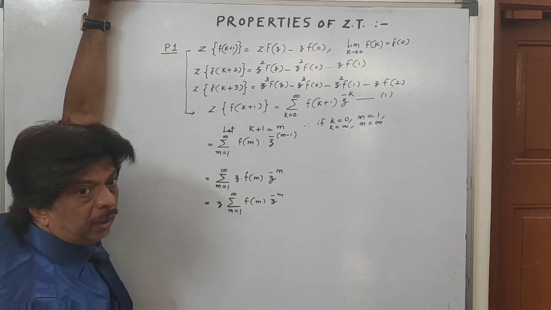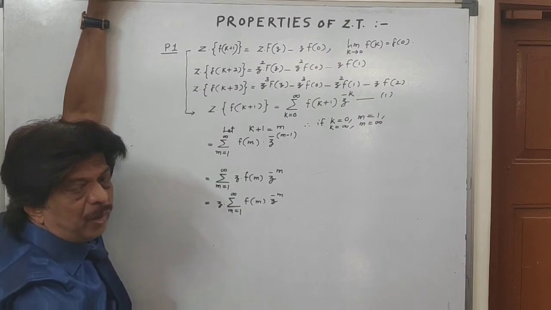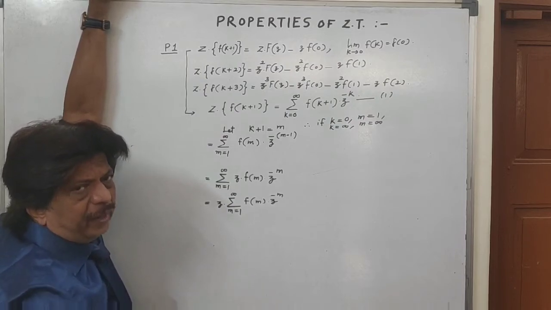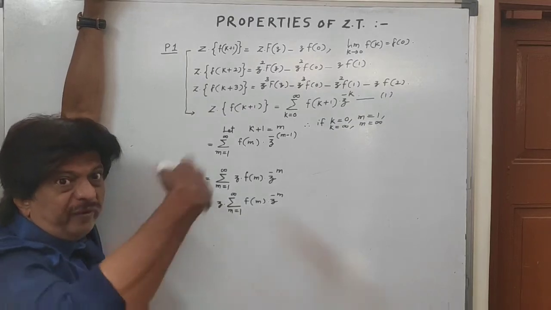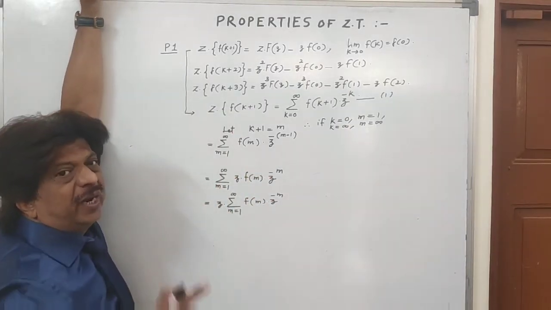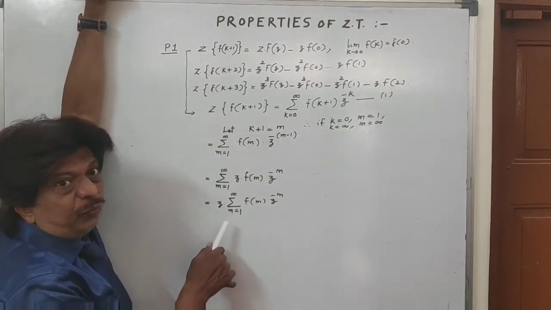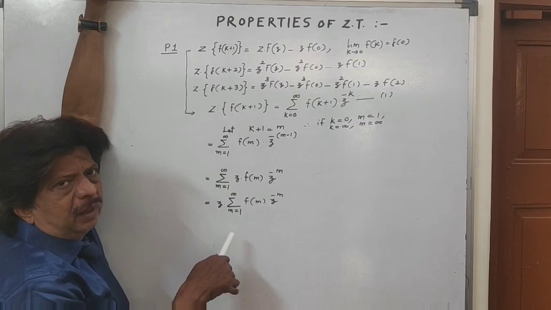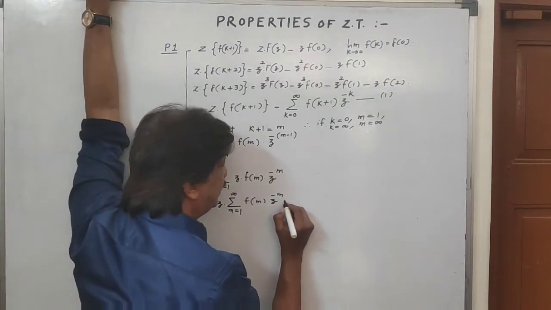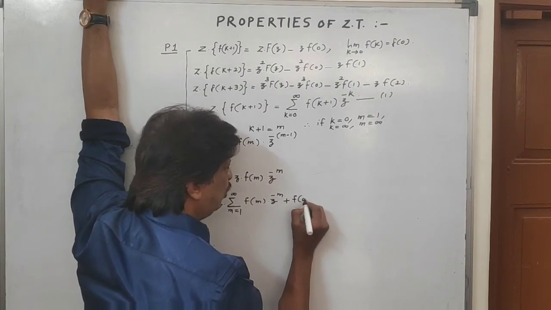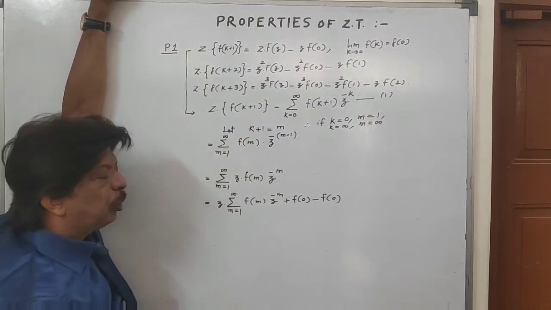Now, let us come to the basic definition of Z transform of, say, f of m. What will be the Z transform of f of m? Summation m equal to 0 to infinity f of m into z raised to power minus m. But here the summation starts from 1, not 0. So if I add f of 0 and subtract also f of 0, okay, number 1.